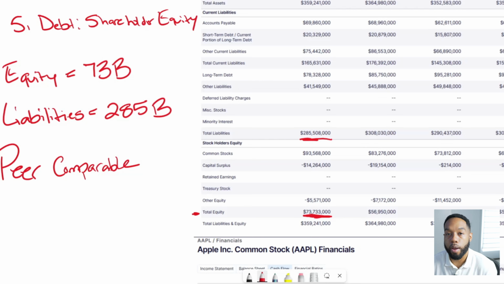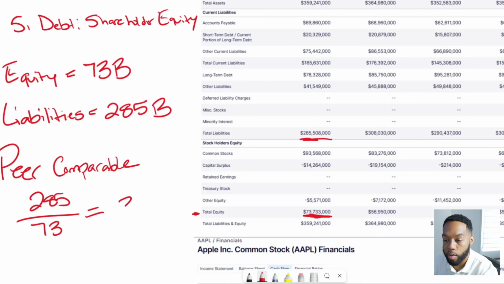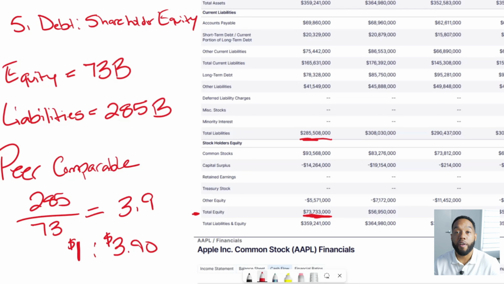So we want to do a peer comparison, but as a rule of thumb, I like to see this ratio no more than about 5. If I own 20% equity in the company and the other 80% is in debt, that's a pretty healthy mix. If we divide 285 by 73, we end up getting a ratio of 3.9. So we're under our 5. So what this translates to is for every $1 of equity, you have $3.90 of debt. And as value investors, we want this number to remain in check.